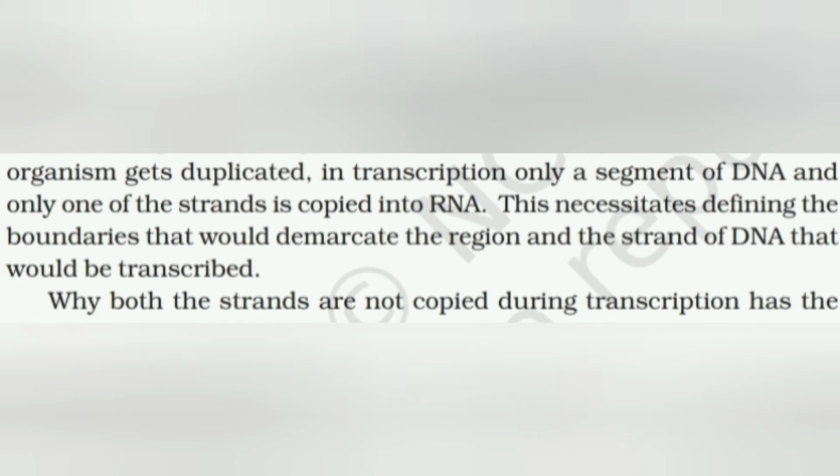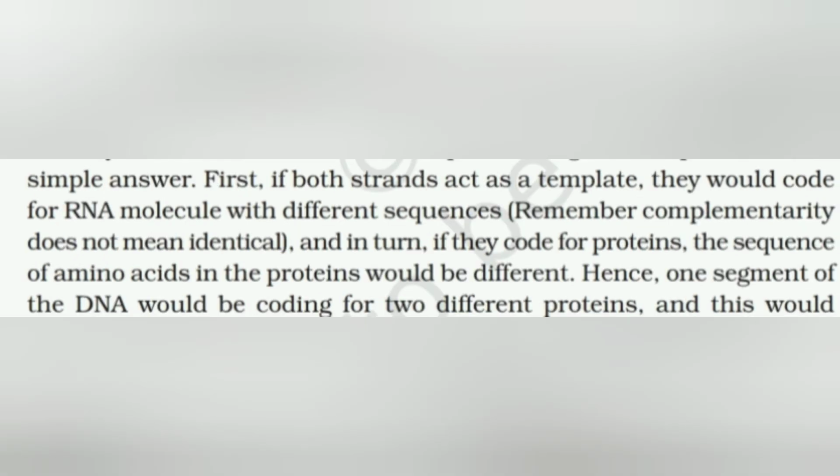Why are both the strands not copied during transcription? Because while transcribing the strands of the DNA, we use ribonucleotides, correct? So if we use both strands, the results from the two strands will be different, because A pairs with T. So in the strand with A, the RNA will have U, but the strand having T will give a different nucleotide in the RNA. Hence, the nucleotides differ from the two strands.